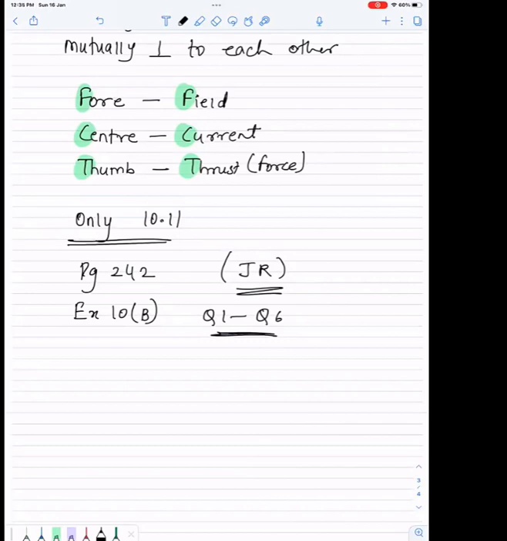Guys, done? Everybody sorted now with this? In A part, everything is there. I think everything we did, except electric bell, which was not there.